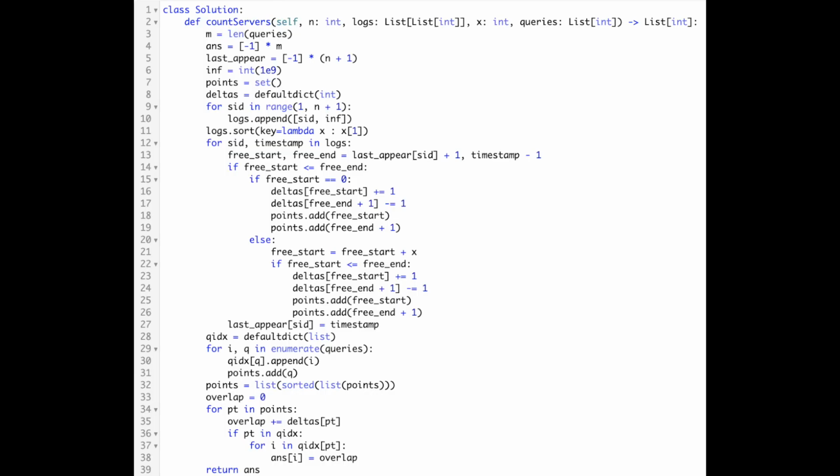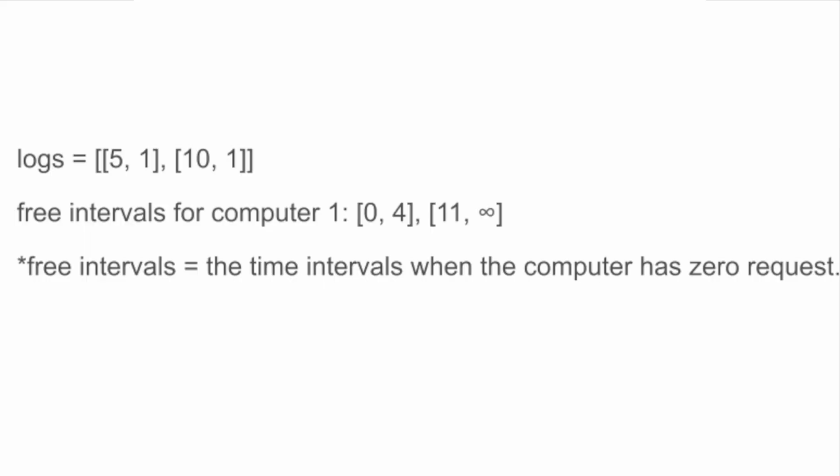The fourth question is very challenging. I actually struggled a lot before coming up with an accepted solution. By the time I came up with the solution, it had already passed the contest time, but I still managed to solve it. So anyway, the key is to think about when the computers are free, but not when they are occupied. For example, if computer 1 accepts a call at times 5 and 10, then the free intervals for computer 1 are from 0 to 4 and 11 to infinity.